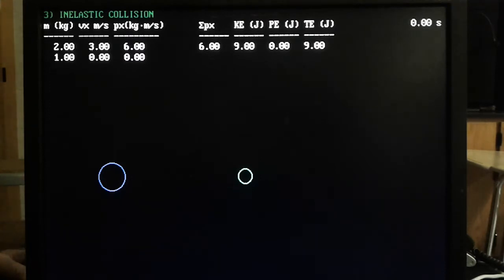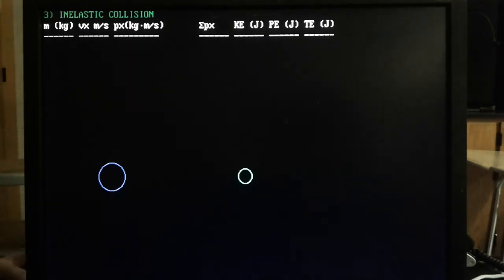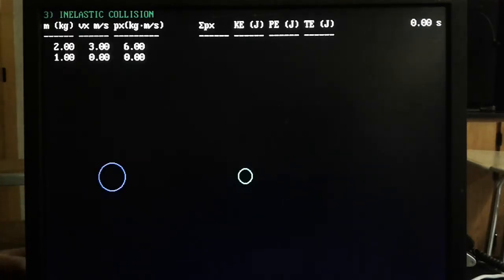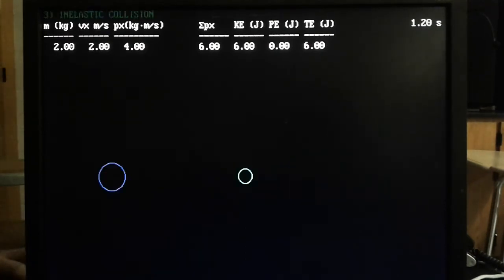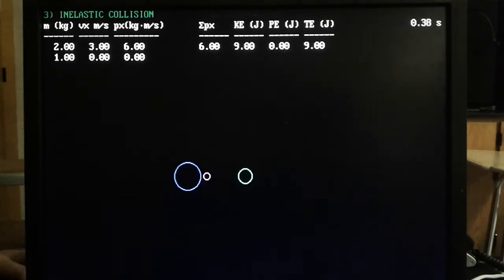Here's an inelastic collision. They're going to hit and stick. Can you calculate the final velocity? Let's see what it looks like with the data. What's that center of mass doing? Stays the same, doesn't it?